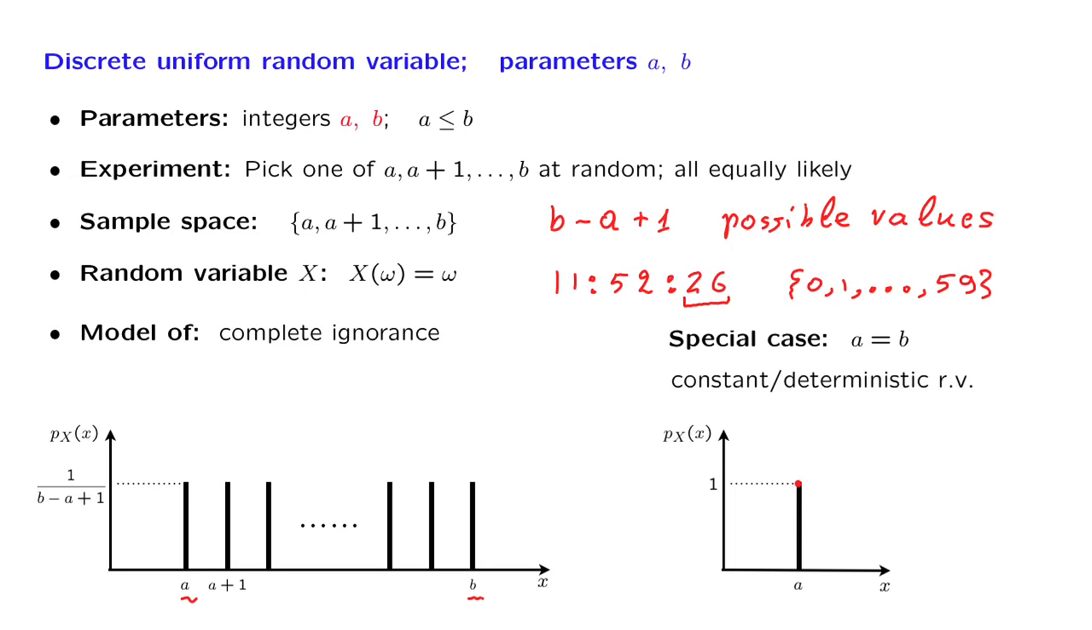It is not random in the common sense of the word, but mathematically we can still consider it a random variable that just happens to be the same no matter what the outcome of the experiment is.